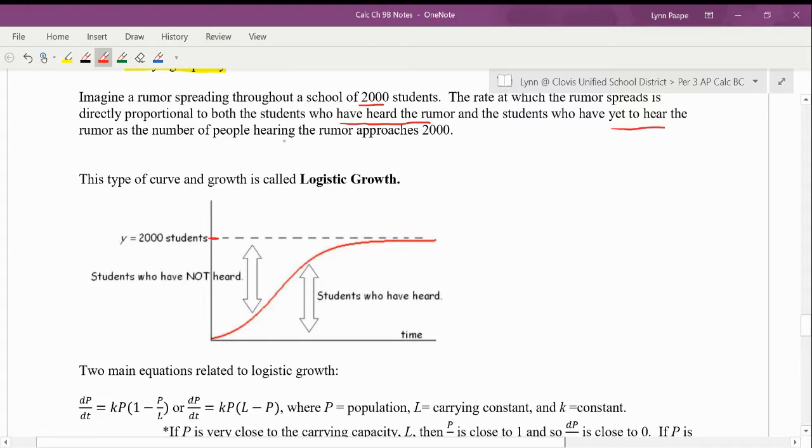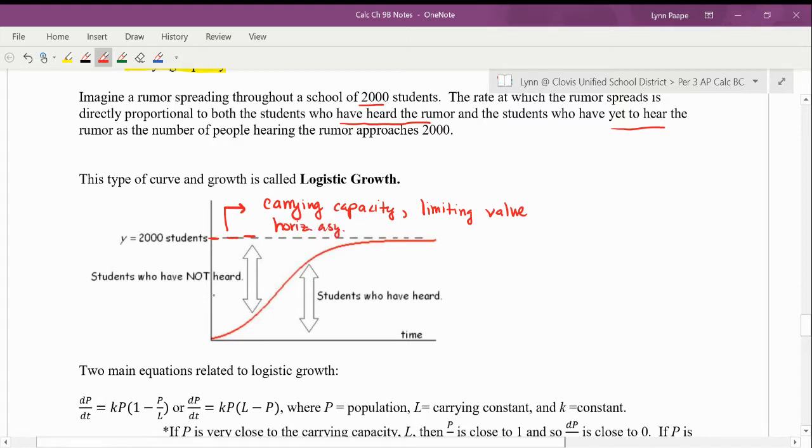Okay. And then as the number of people hearing the rumor approaches 2,000, this is what we would call our carrying capacity. And this is language that we will see pop up in the questions. It is also sometimes called our limiting value because as the input approaches infinity, it would approach that value of the limit. And then, of course, mathematically or graphically, it is also called our horizontal asymptote.